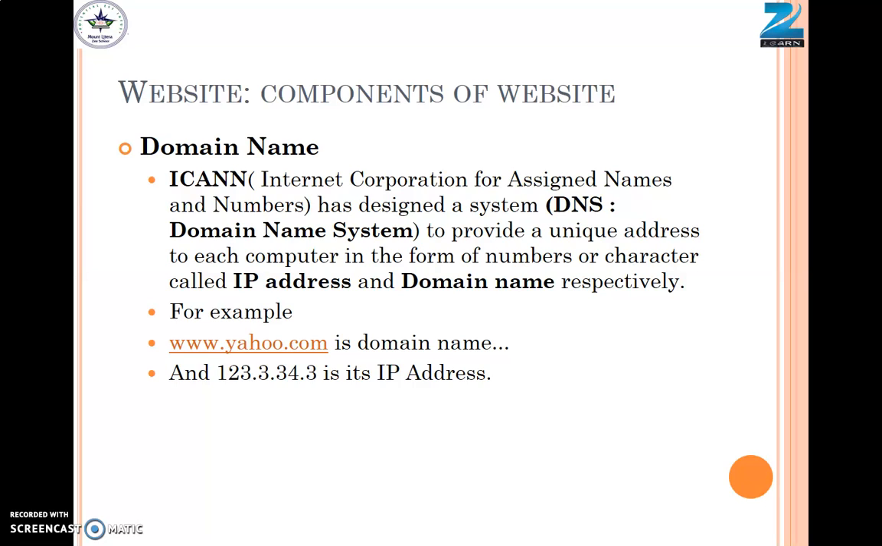ICANN, Internet Corporation for Assigned Names and Numbers, had designed a system, that is DNS, domain name system, to provide a unique address to each computer in the form of numbers or characters called IP address and domain name respectively. For example, www.yahoo.com is domain name and 123.3.34.3 is its IP address. Okay, so here domain name and IP addresses are assigned by this organization.